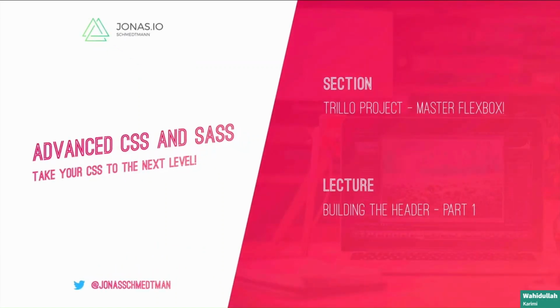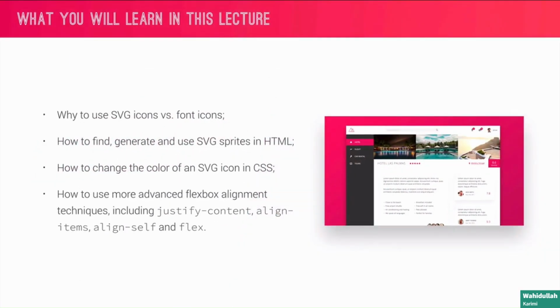Welcome back. In this lecture and the next one, we're going to build the header part of the app. And that will include using SVG images as icons instead of an icon font. So you're going to learn what SVGs actually are, how to find, generate, and use SVG sprites in HTML, how to change the color of an SVG image in CSS, and finally, you will learn some more advanced Flexbox alignment techniques, which we're going to need to lay out all the components in the header.